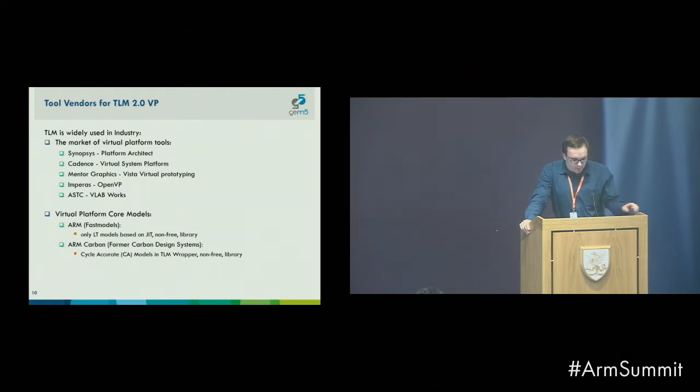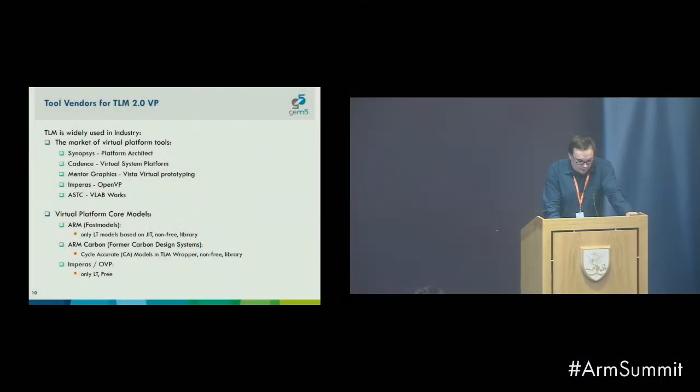Then we have also the Carbon models. Carbon is a company that was acquired recently by ARM, and what they did is that they translated their HDL models into kind of SystemC models, compiled them, and shipped them as a library. So they are cycle accurate, so very accurate, but they also cannot be changed. And then you have also models from Imperas. But they are free, but only loosely timed. So somehow there was a free, very accurate model missing, and therefore we had to look at Gem5.